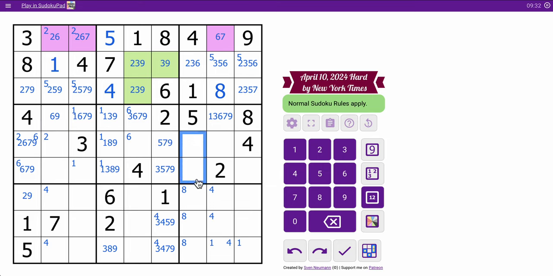Okay. 2 can't go here, so 2's in one of these two. 2 can't go there in column 7. Oh, this could still be 2. Okay, I can't rule 2 exclusively to that box. I wish I could, but 145 says I need 2, 3, 6, 7, 8, 9.